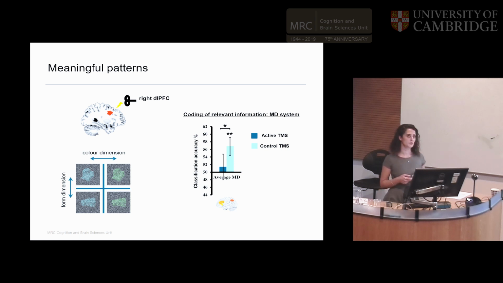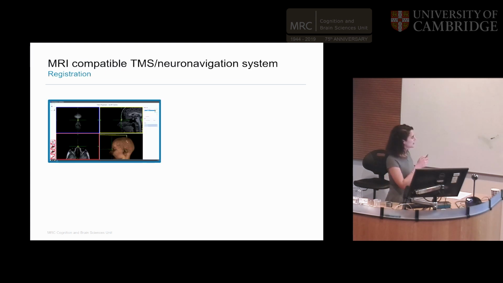But next we want to move on to then see, does this impact participants' performance? So for example, when we see this reduced coding of relevant information, is this also correlated with the impact on their performance? So we're hoping to do this with the new concurrent TMS-MRI setup that we have at the CBU, where we also have an MR-compatible navigation system.